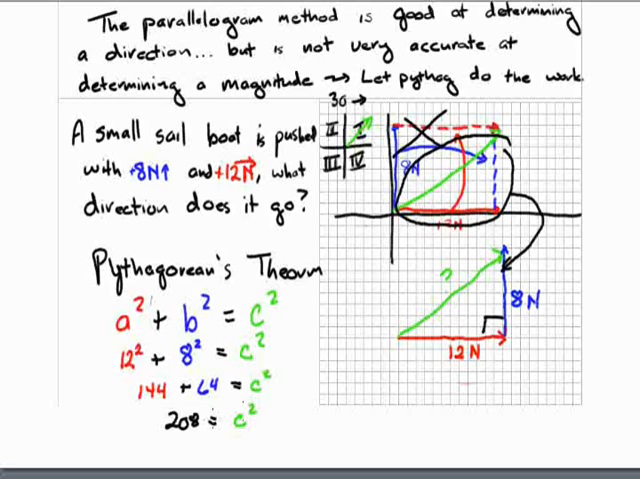C squared. In order to get rid of the square, I take the square root of both sides, and C equals 14.42205. But if I'm going to report this number, why don't I report 14.42? I hope you said newtons.